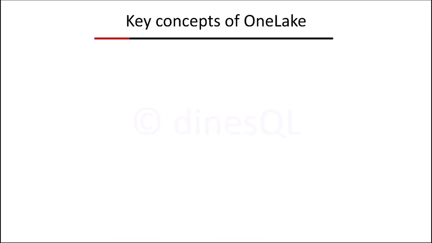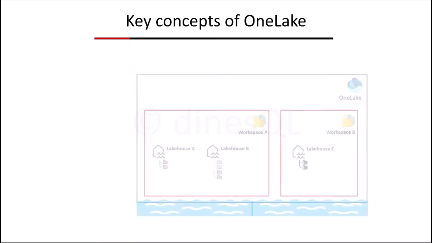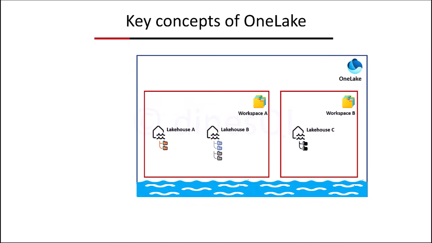There are a couple of key concepts related to OneLake. So let's try to understand these important things. Let's say we have a OneLake account and we have multiple workspaces. In this case, we have workspace A and B. Workspace A has Lakehouse A and B with folders and files. And workspace B has Lakehouse C with folders and files. All right. Now, let's talk about shortcuts.